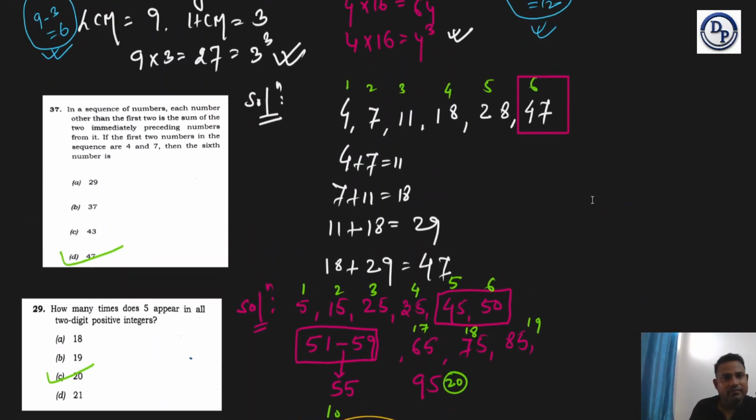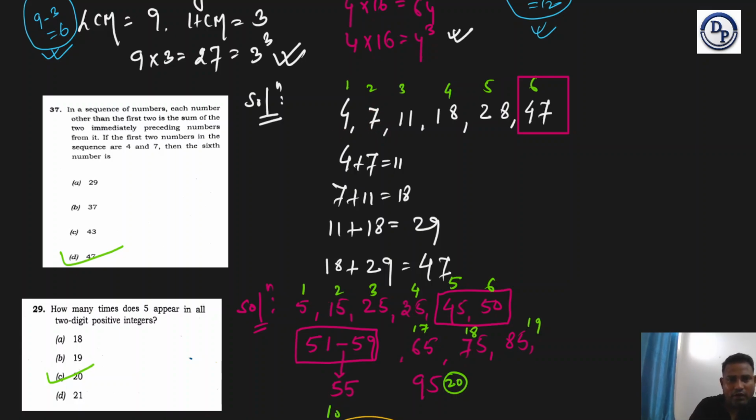What about 37? It's a very easy question. In a sequence of numbers, each number other than the first two is the sum of the two immediately preceding numbers. If the first two numbers in the sequence are 4 and 7, what is the sixth number?